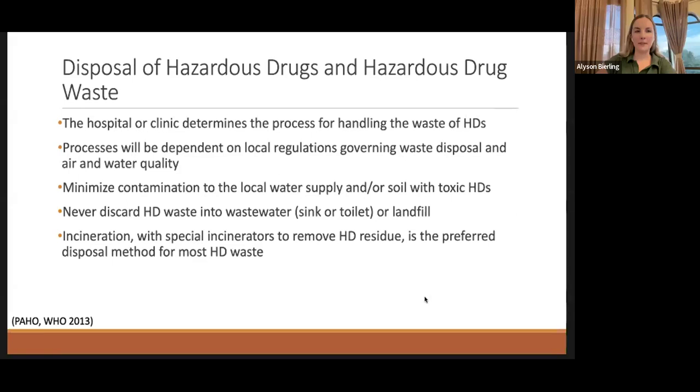So make sure that we're never discarding hazardous drug waste into a sink or a toilet or a landfill. And ideally, what would happen with all of this chemotherapy waste is incineration. So we can talk more about this offline or on another planning call. But ideally, an incinerator would be available just for disposal of hazardous waste.